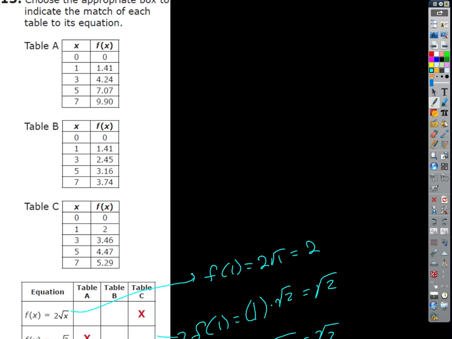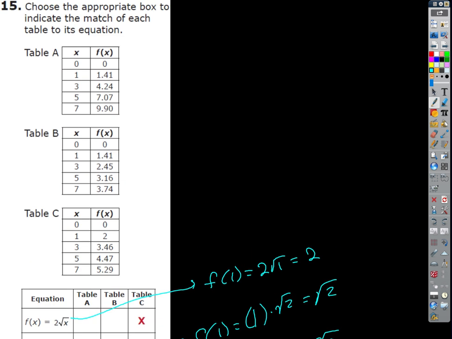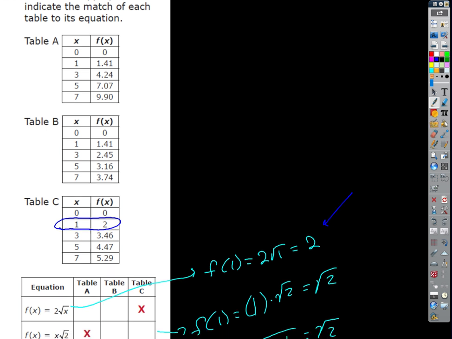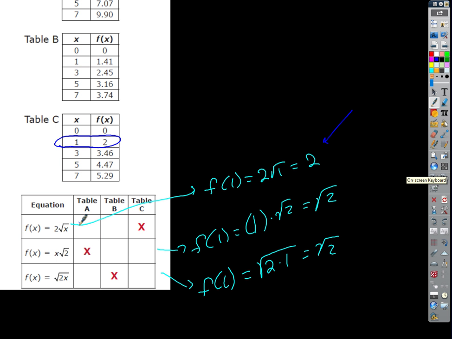Now, if I put 1 into all those, I got the same answer back every time. Actually, if I put 0 into all those, I got 0 back. So 0 wasn't very helpful, but 1 was. Because look at this. That's the one that has to go with this equation, isn't it? Right? So table C, we know, has to go with that equation.